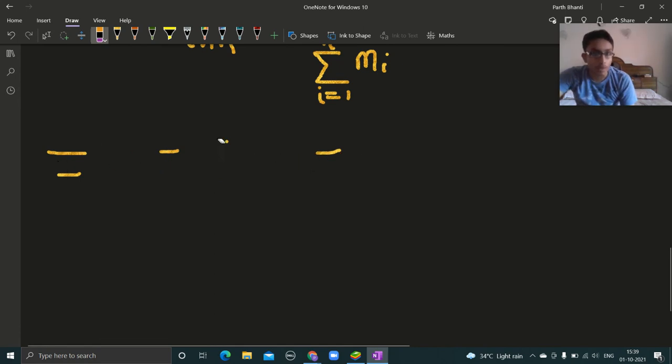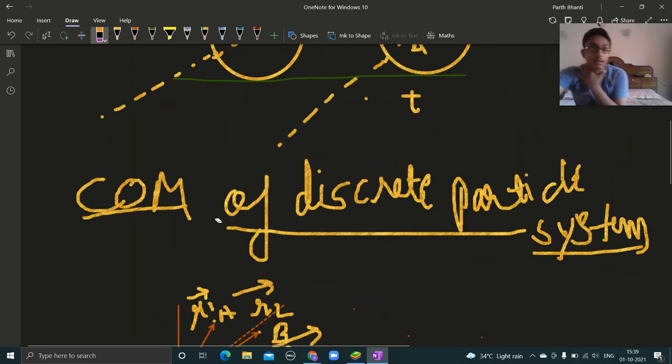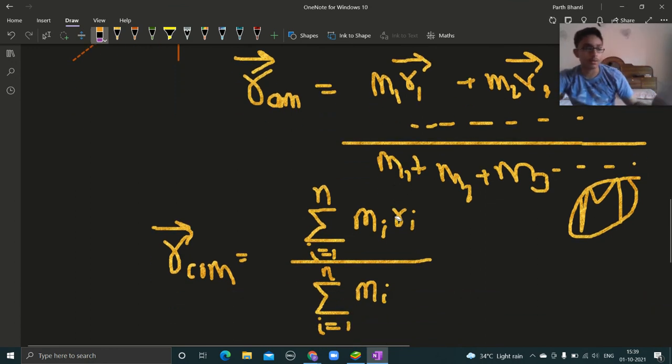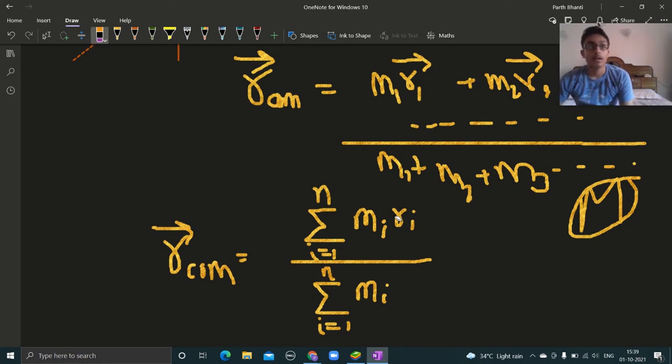So I hope you got everything I told you. This is just for the discrete particle system. Till the discrete particle system, we have done everything. We'll be doing it for the whole mass, and then we will find it for different bodies like rod, cone, sphere, hollow sphere, and different things. Not hollow sphere or sphere because we know everything about them. We are going to find it for hollow hemisphere and solid hemisphere because that is different from what we think of like a sphere.